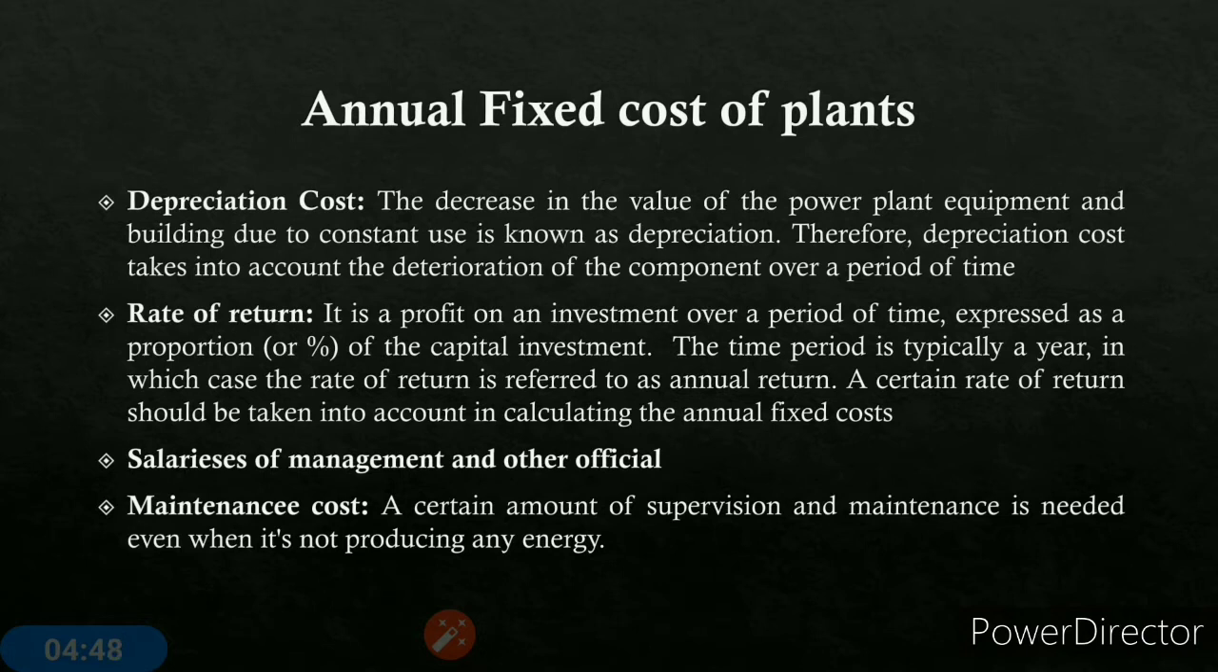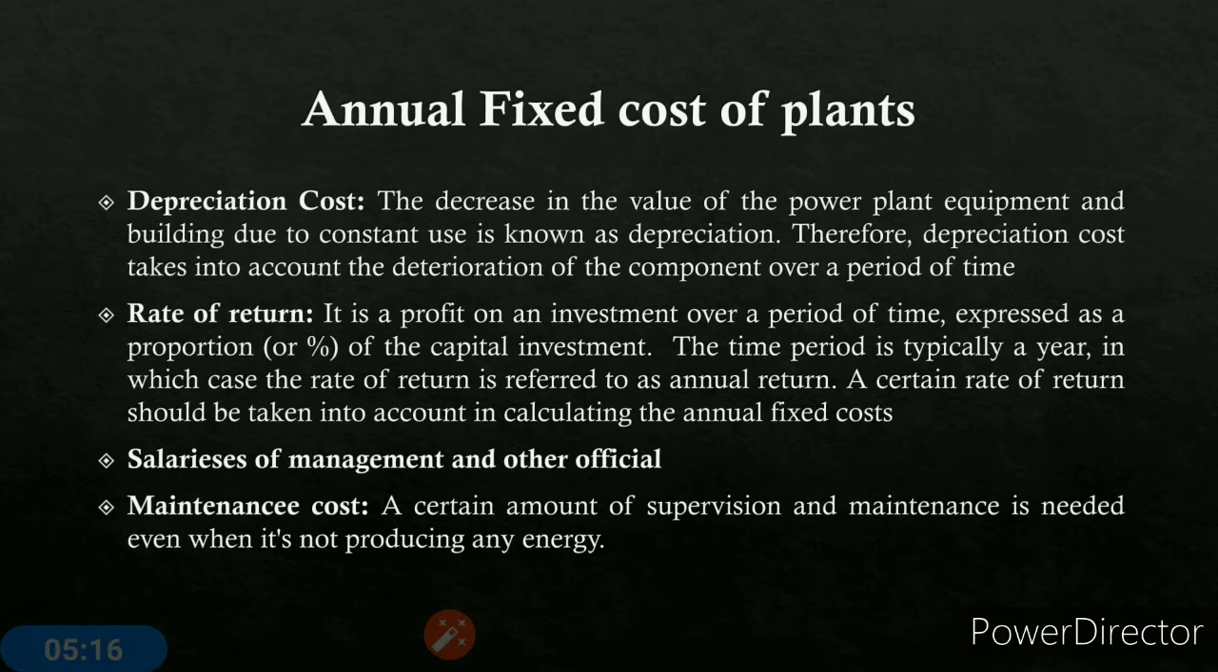The next is the salaries of management and other officials. A part of the total wage bill of the power plant is constant, irrespective of the amount of energy generated. A certain amount of supervision and maintenance is needed, even when it is not producing any energy. And this amount is nothing but the salaries of management and other officials.